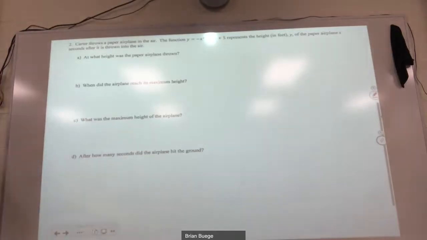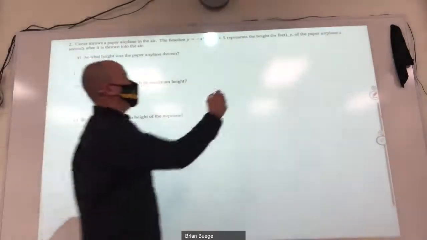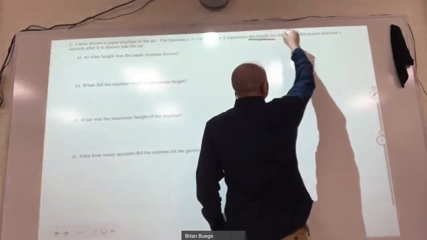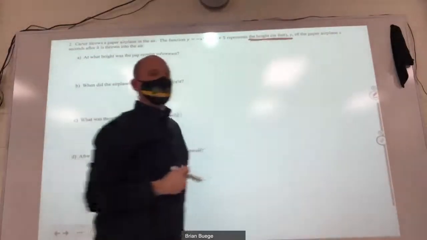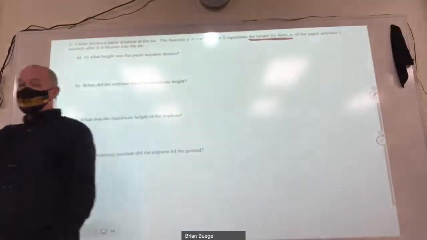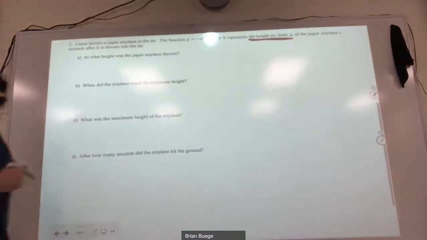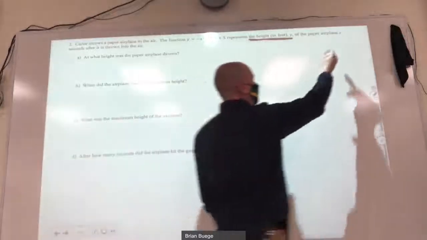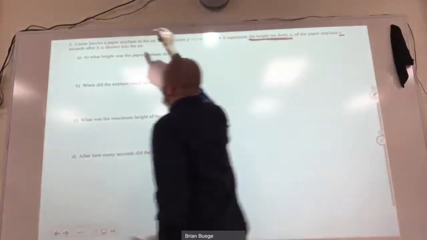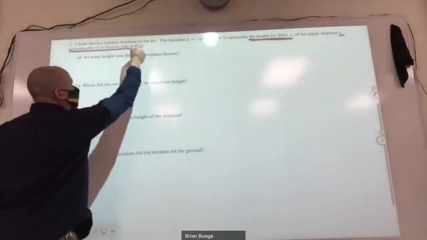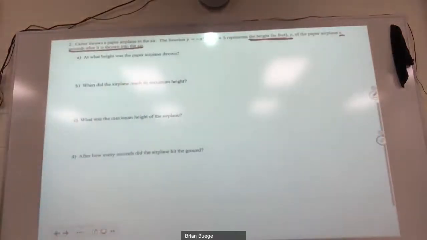So first thing, if you're trying to define what is x, what is y, there's your y value right there. The y is how high the paper airplane is, okay? And x number of seconds after it is thrown in the air, there's your x coordinate. So any x coordinate you find is the amount of time since it left, in this case, Carter's hand. The y coordinate is always the height that the airplane is at.